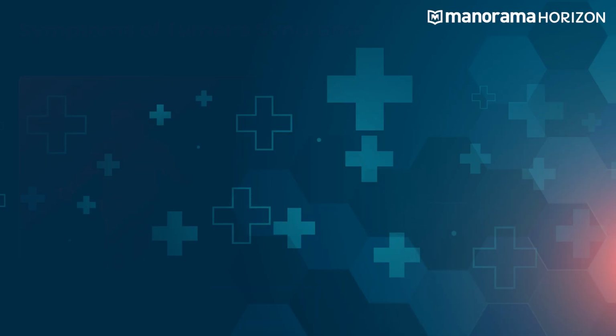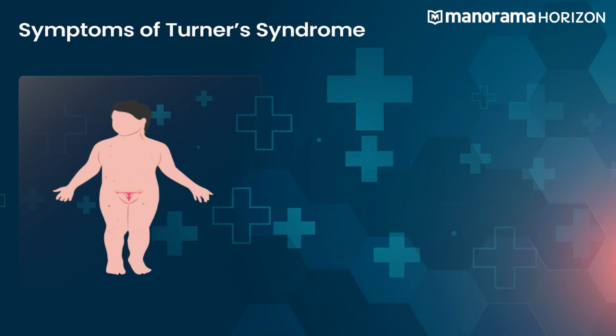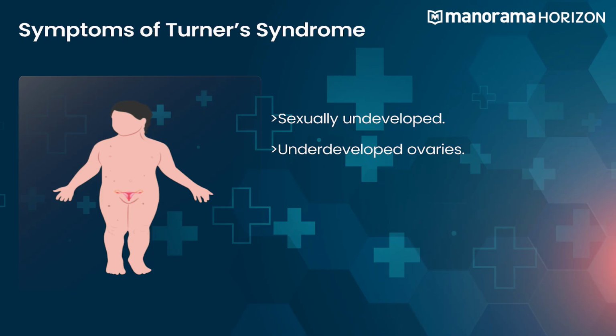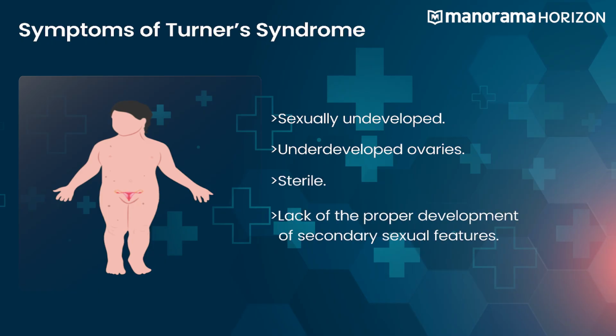So, how does the absence of 1 X chromosome in females affect them? Let's see. These females have short statures, webbed neck, and are sexually underdeveloped with underdeveloped ovaries. They are sterile and do not exhibit proper development of secondary sexual features.